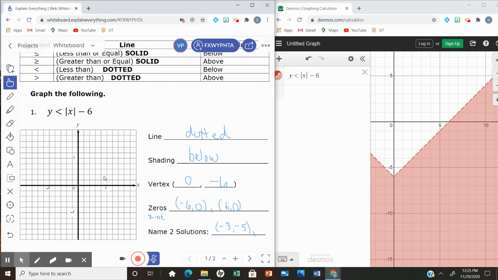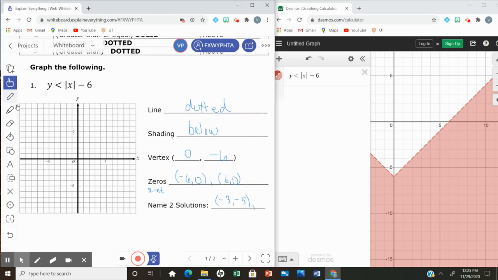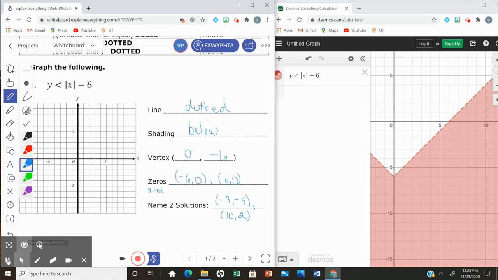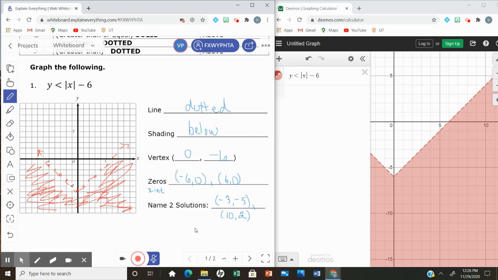Move up, positive 10, and positive 2. So again, just reviewing that a solution is any point that falls within the shaded region. So I'm going to pause and I'm going to get this graphed over here for you guys. Okay, so now that we have that graphed and now that we have answered our questions, let's take a look at the second graph.